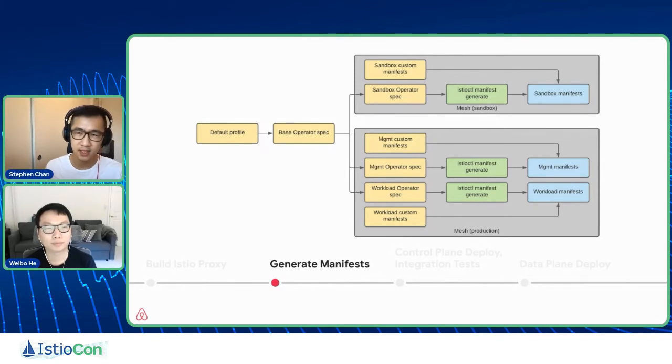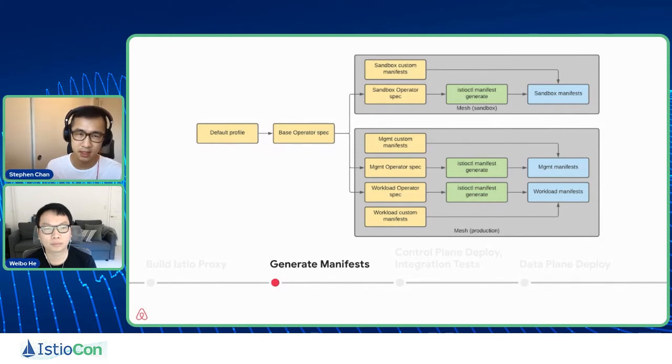These are more specific to the type of mesh and cluster we are installing Istio on. The top right gray box shows our sandbox mesh setup, which is single cluster and ephemeral. The bottom gray box shows a production multi-cluster mesh, which has operator specs for the management cluster and workload clusters. In addition to using operator specs, we directly concatenate custom objects such as mesh-wide Envoy filters to the manifests.